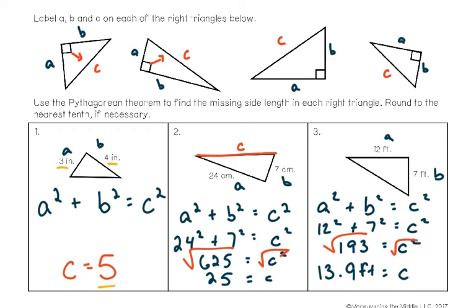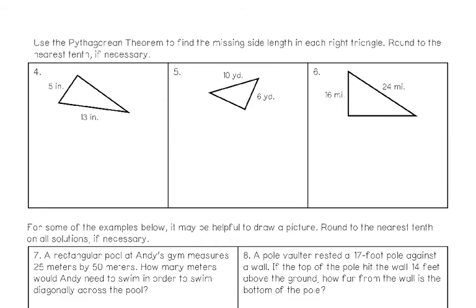All right, so in all 3 of these practice problems, we just used the Pythagorean theorem to solve for the hypotenuse. But in the next 3 problems, we have the length of one of the legs and the hypotenuse. So this process is going to be different. So watch me do number 4.